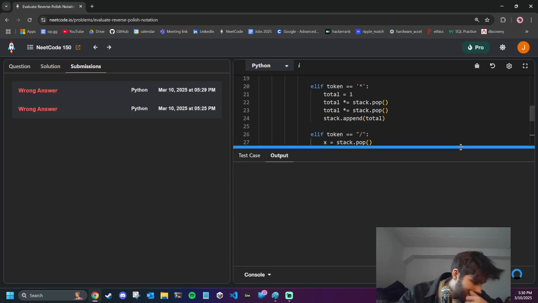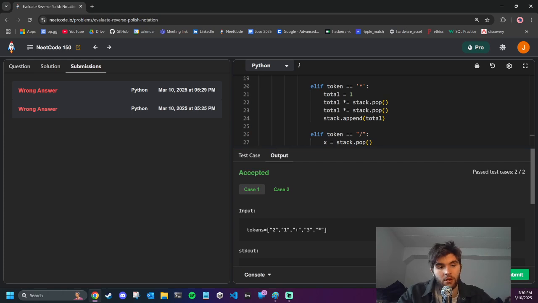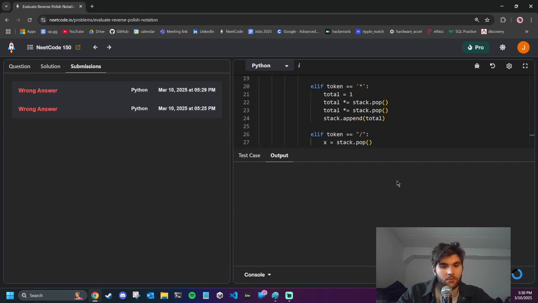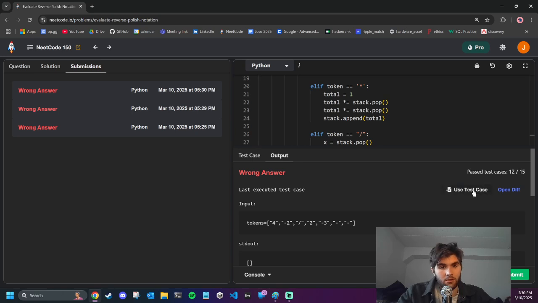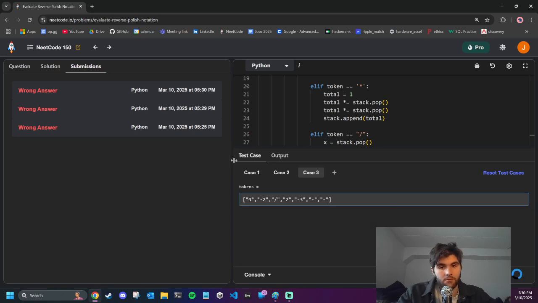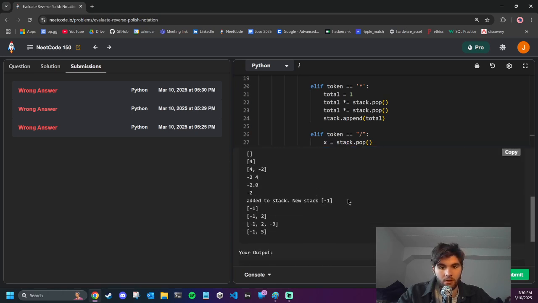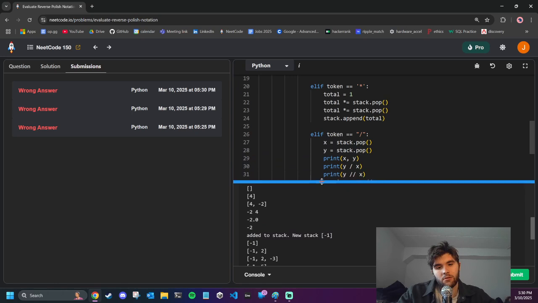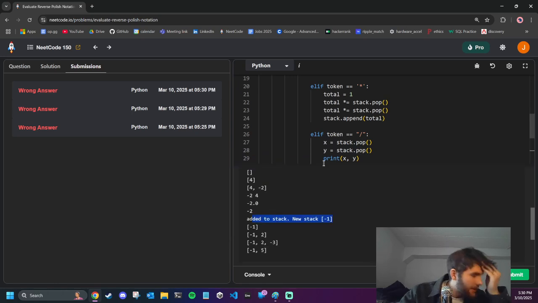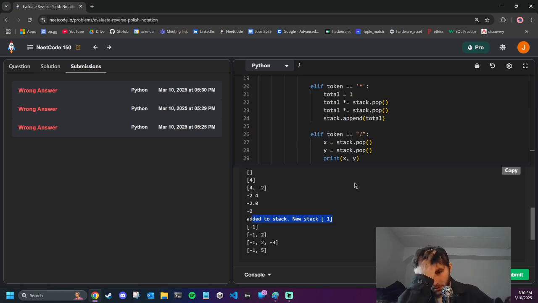Oh, I didn't save the test case. That's brutal. That is brutal. All right. Let's run it back. I see. So because it's exactly even, it's adding -1 instead of -2.